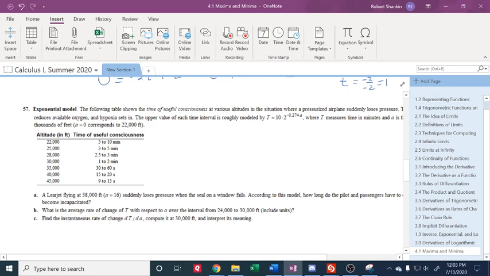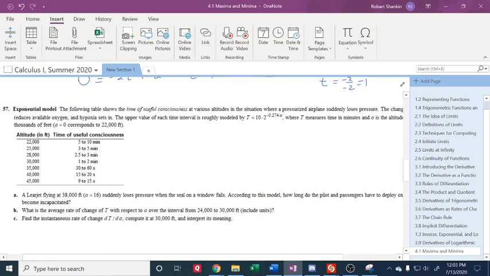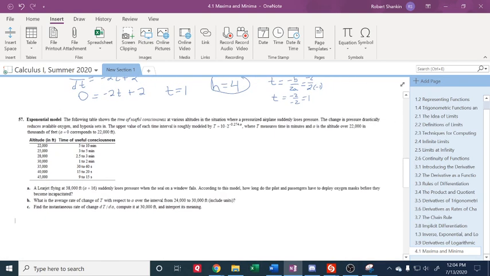The following table shows the time of useful consciousness at various altitudes in the situation where a pressurized airplane suddenly loses pressure. The change in pressure drastically reduces available oxygen and hypoxia sets in. The upper value at each time interval is roughly t equals 10 times 2, so on, where t is measured in time and a is the altitude over 22,000 in thousands of feet.